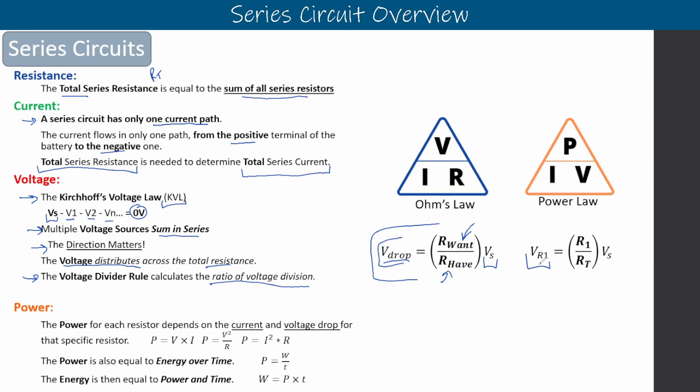It says the voltage across the R1 resistor. We put R1 on top as what we want to know the voltage drop across, total resistance on bottom, and then our voltage source at the end here.